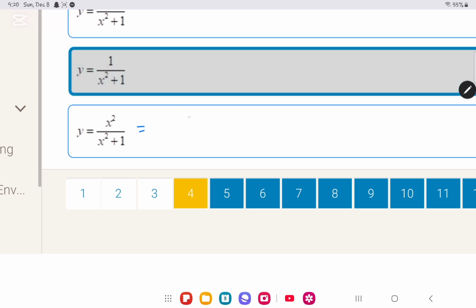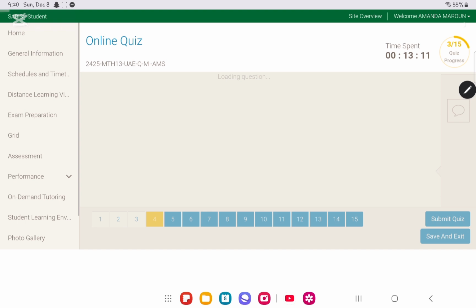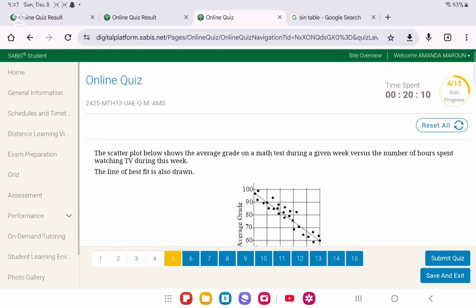Now if we try for this one, it is 1 squared divided by 1 squared plus 1, which is also 1 over 2. Then minus 1 squared divided by minus 1 squared plus 1, which is also 1 over 2. So yes, they are both equal, and we choose it as an even function. We're moving on to question number 5.